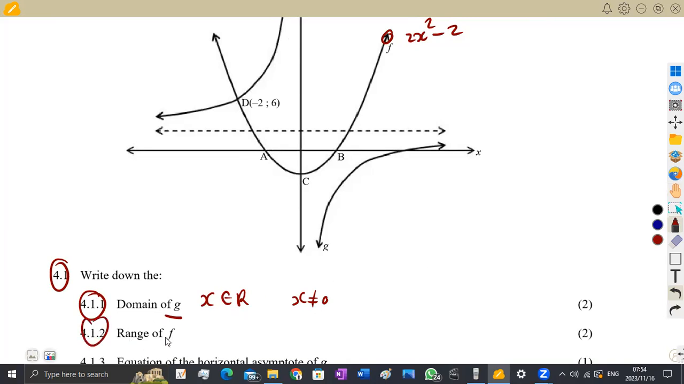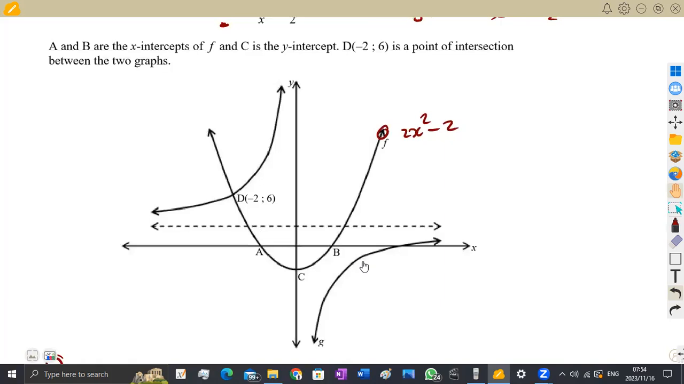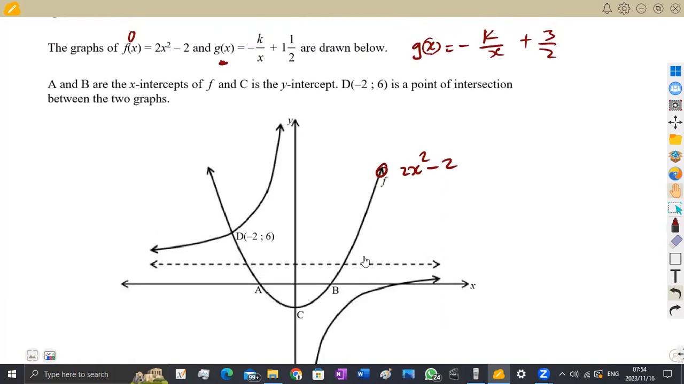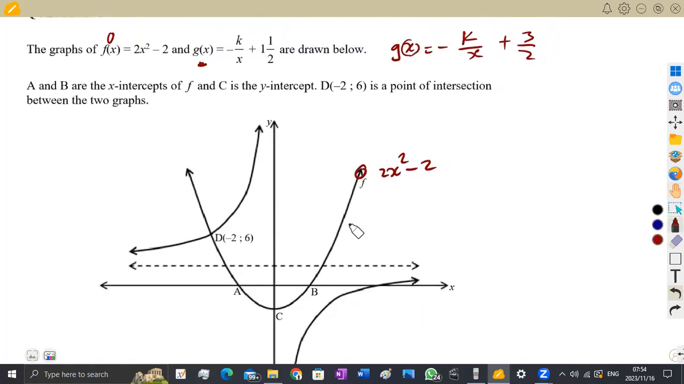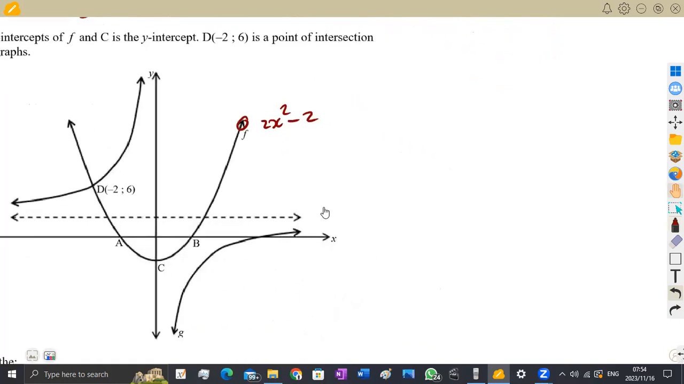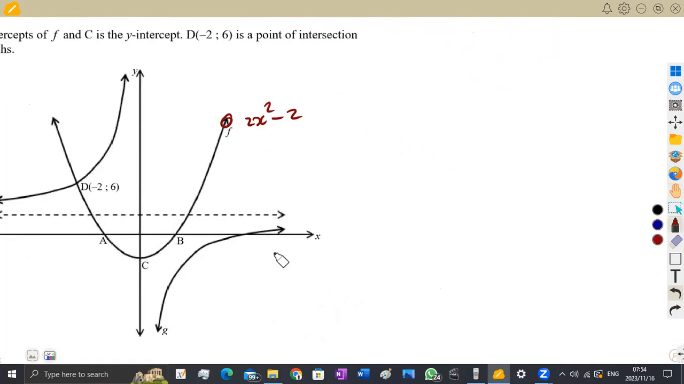Then 4.1.2, the range of f. So the range, these are the y values limiting f. So this is our f, this one. As you can see, in order for you to have the range of f, you are limited at the turning point going up. As you are going up, there are no limits, but as you go down, you'll be limited. You won't be able to exceed this point at C.